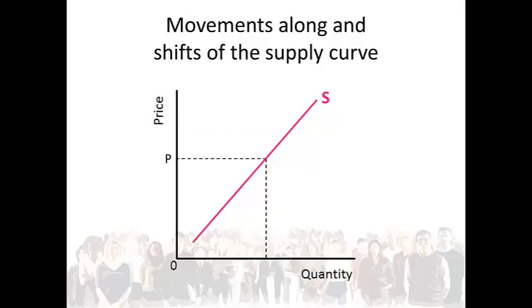Any other variable, for example, an improvement in technology, will cause a shift of the entire supply curve. Variables that cause a shift in the supply curve are said to cause a change in supply. There can also be a negative factor, like a natural disaster, which will shift the supply curve to the left.